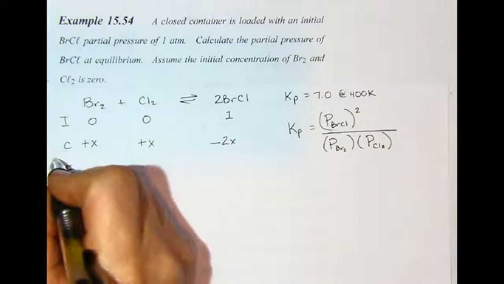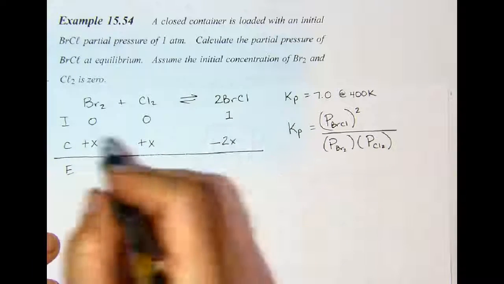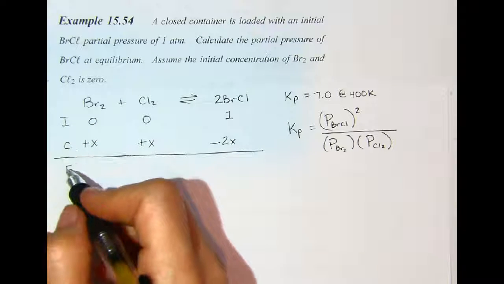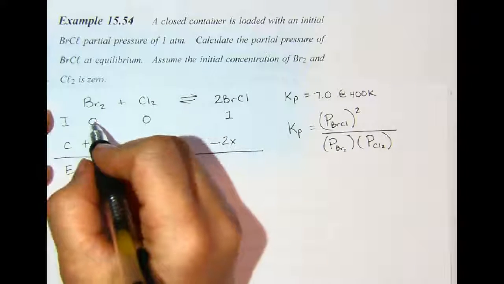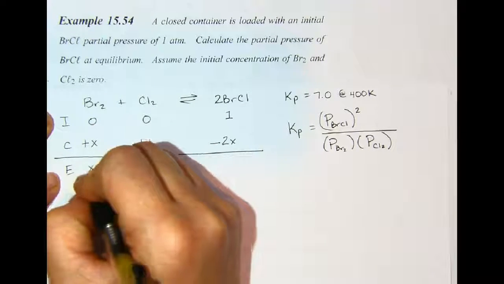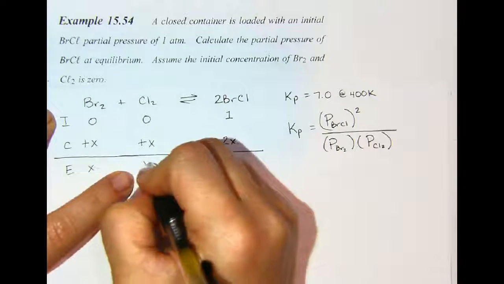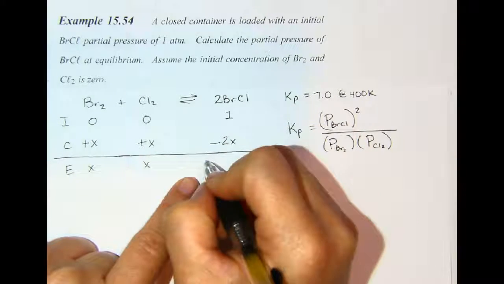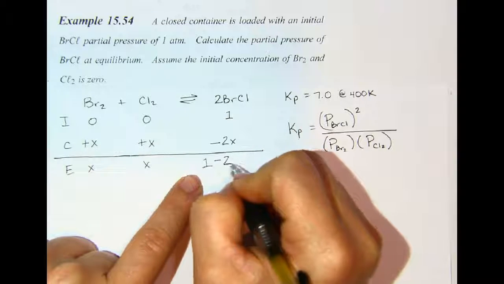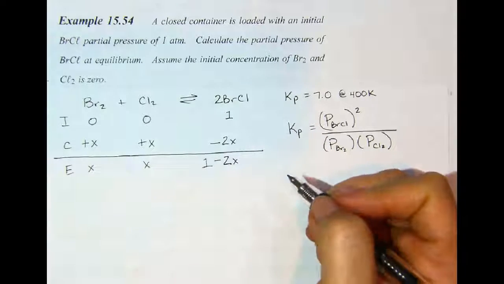So remember that at equilibrium, it's I combined with C equals E. So if I combine 0 and plus x, I get just x. 0 and plus x is just x. 1 and negative 2x is 1 minus 2x.